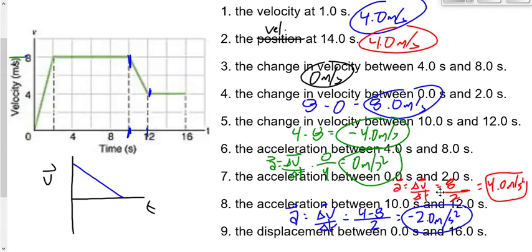This would be a negative acceleration because what's happening there? No, we're not slowing down. Okay, this is 0, -1, -2. What's happening here? We're speeding up, aren't we? We're going from 0 to 1 to 2 in the negative direction.